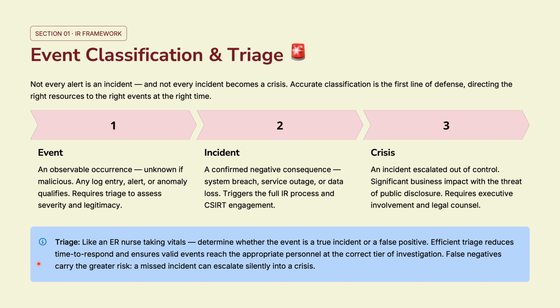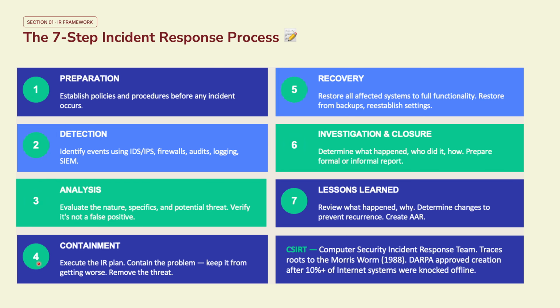Let's examine the 7-step incident response process. The 7 steps start with preparation. The organization must establish policies and procedures to address potential security incidents before they occur. This includes creating playbooks for different incident types, like ransomware, social engineering, hardware theft, and so on, and testing the plan regularly. Step number 2, we have detection.